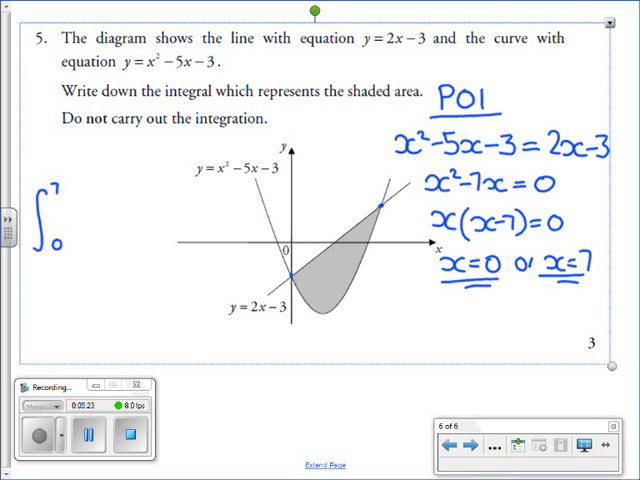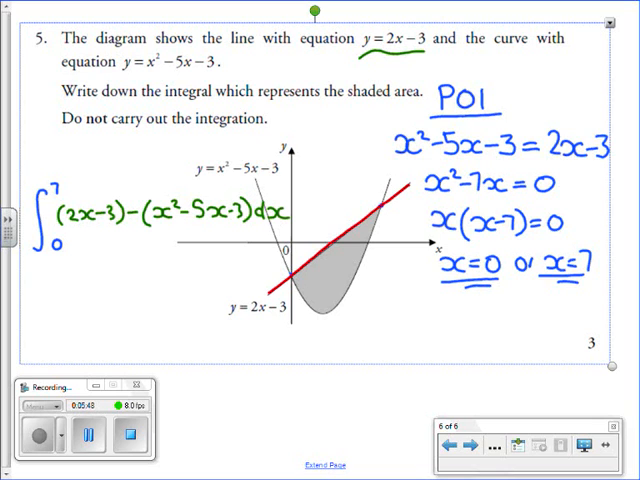Now we need to decide what it is we're going to integrate, and it's important that we know what's on top, the curve or the line. In this case, the line is on top. So it's going to be 2x minus 3, which is the equation of the line, take away x squared minus 5x minus 3, which is the equation of the curve, and all of that with respect to x.